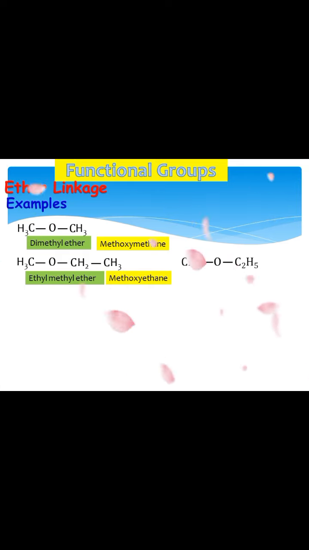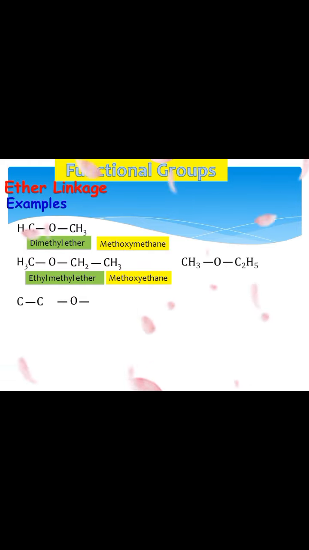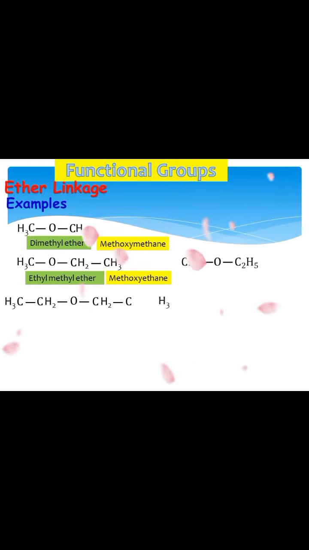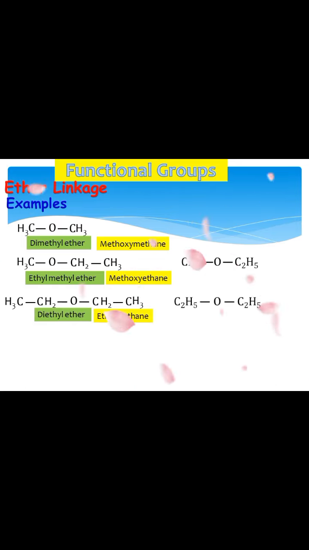But in case of suggesting IUPAC names, O should always go with the R group which has the smaller number of carbon atoms. The third option is when both groups are the same, so this is diethyl ether, or you can say ethoxyethane.